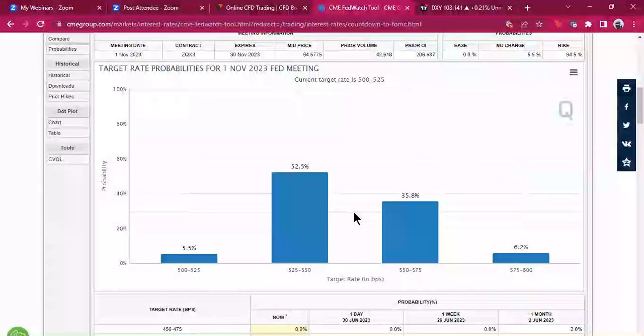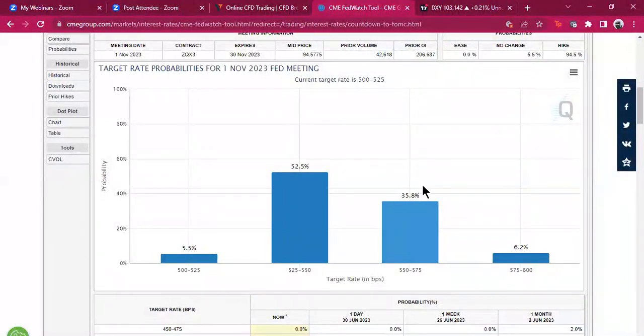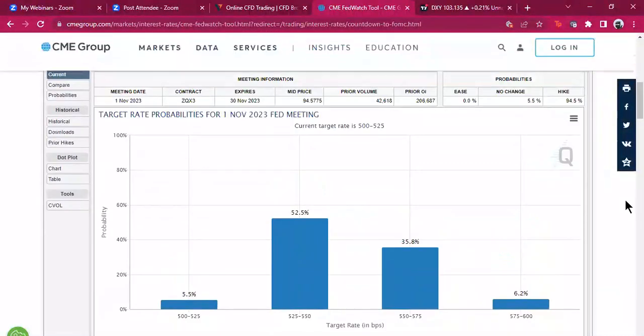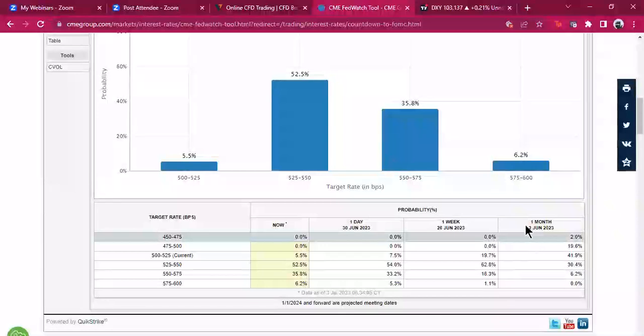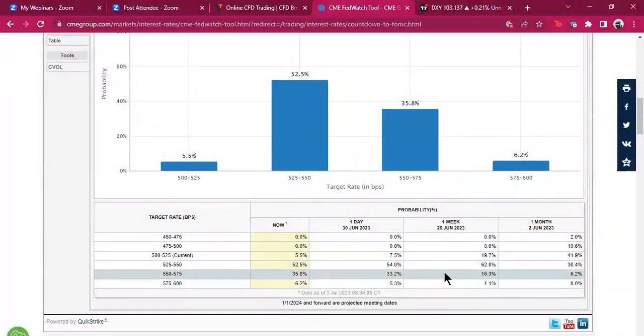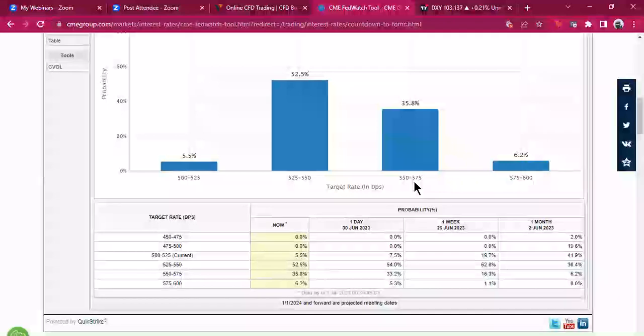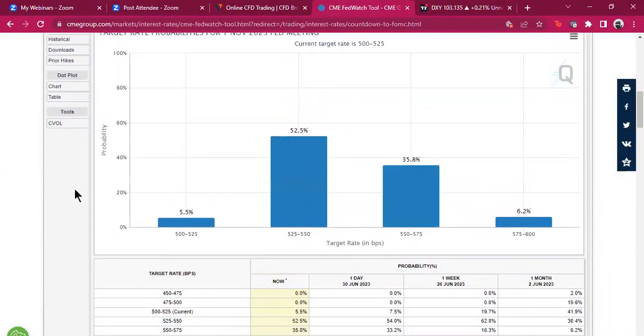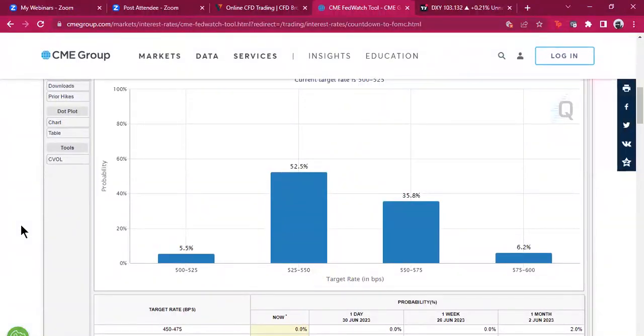A bigger chance then, 36% or so, so above a 1 in 3 chance that we do get this second rate hike at the November 1st Fed meeting. If we look below, you can see even a week ago it was a 16% chance and a 6% chance a month ago of going to 5.5 to 5.75% for the Fed target range. So it's interesting how the market has shifted. We mentioned that a few weeks ago, that previously the markets weren't listening to the Fed, but now they have once again.